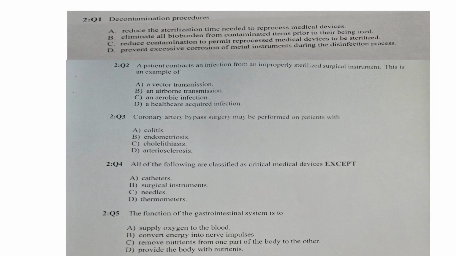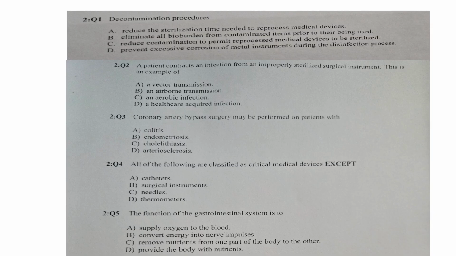Question 2, a patient contracts an infection from an improperly sterilized surgical instrument. This is an example of A, vector transmission, B, airborne transmission, C, an aerobic infection, or D, a healthcare acquired infection. The correct answer is D. A patient contracting an infection from an improperly sterilized surgical instrument is an example of a healthcare acquired infection.